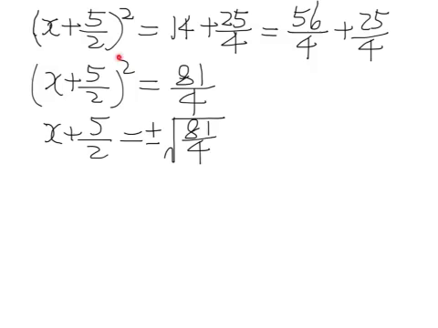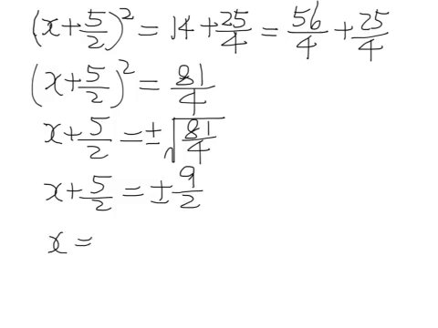So this and the bracket becomes plus or minus square root of the other side. So that gives us plus or minus 9 over 2. So x equals to, I move this to the other side, negative 5 over 2 plus or minus this.